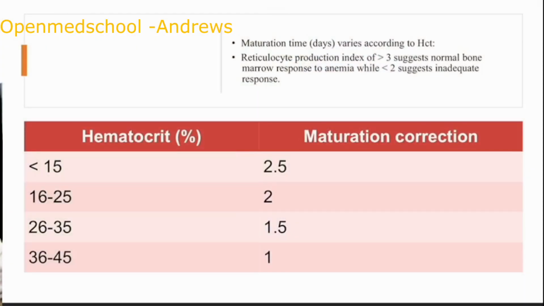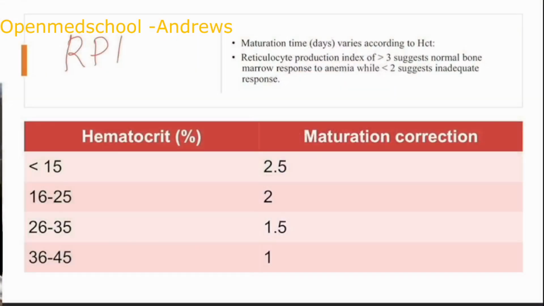There is one more terminology you should remember, the reticulocyte production index. It is called RPI. You should remember that when there is anemia, the younger cells, that is the reticulocytes, are released from the bone marrow early. Even within 1 day, they are released to the peripheral blood. And so you have to do a correction for this. That is called a maturation correction. Here, for each hematocrit, the values are different.